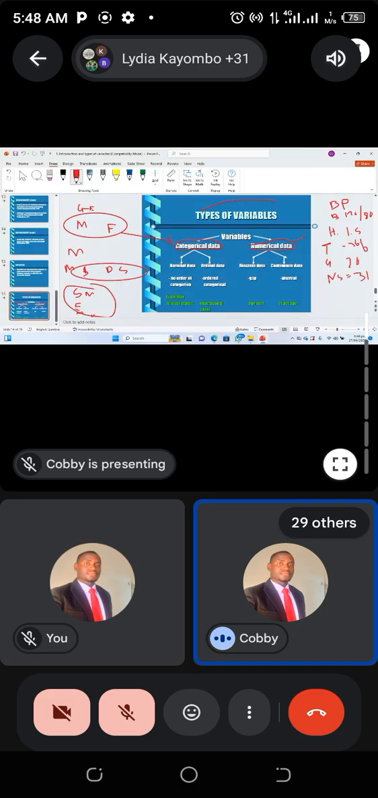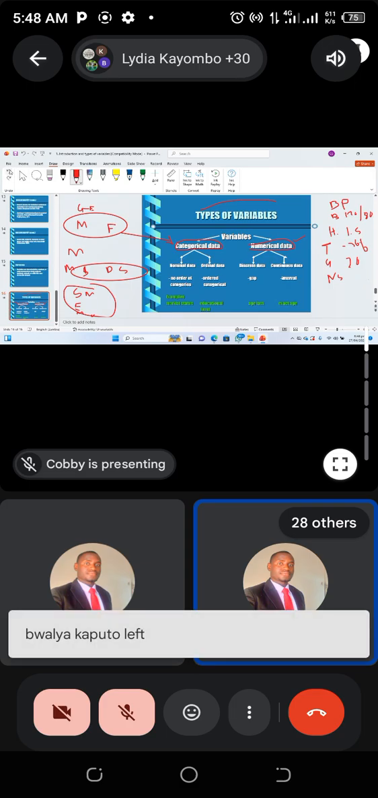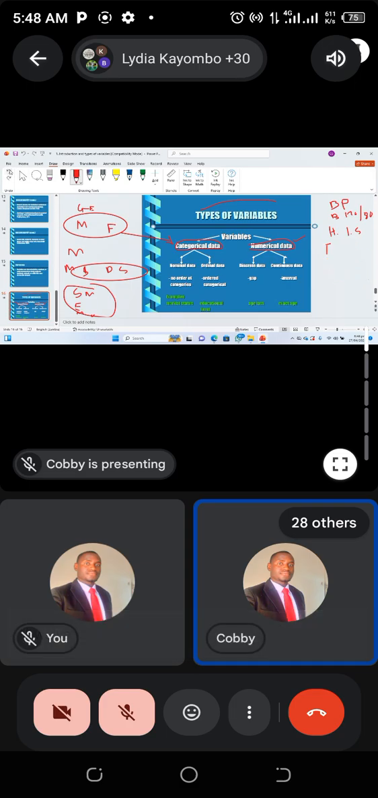Now, each of these variables is further categorized into other groups.